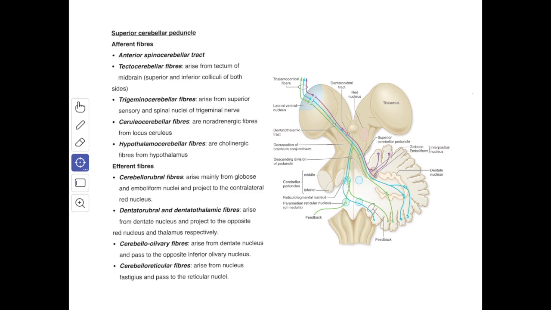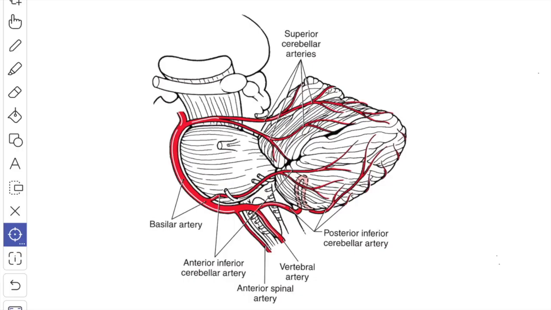With training, a person can develop highly skilled and rapid movements, and the cerebellum thus plays an important role in learning of motor skills. Next we'll see the arterial supply of the cerebellum. The cerebellum is supplied by three pairs of cerebellar arteries: the superior cerebellar artery, the anterior inferior cerebellar artery, and the posterior inferior cerebellar artery.